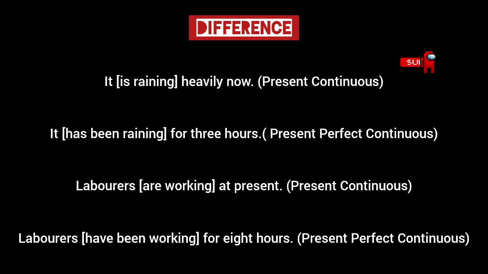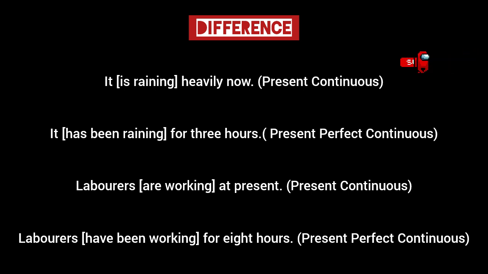But the second sentence, it has been raining for 3 hours, has a different story. Has been raining is present perfect continuous tense. The phrase for 3 hours tells us that the rain started 3 hours back. But from the present perfect continuous tense, we also learn that the rain is still going on. So now the difference is clear. While the present continuous merely denotes an ongoing activity of the present time, the present perfect continuous tense shows an action that began in the past, has already continued for some time, and is still in progress.